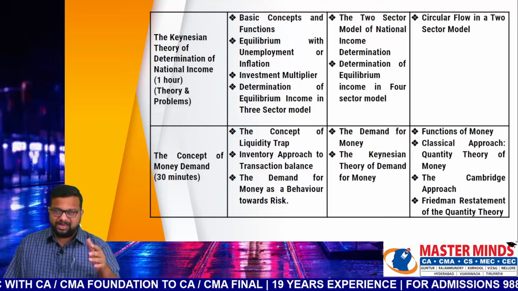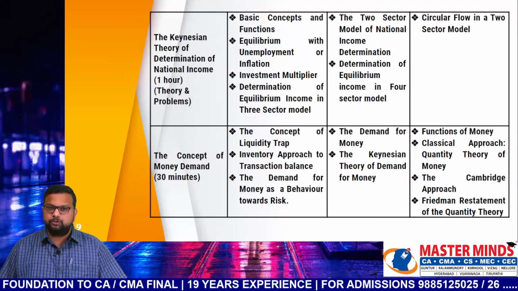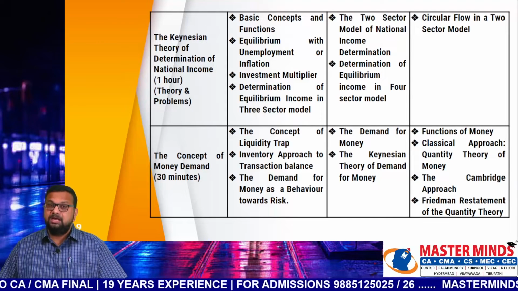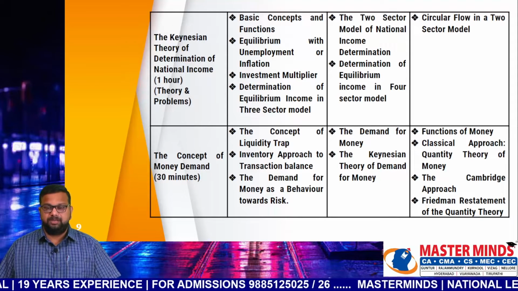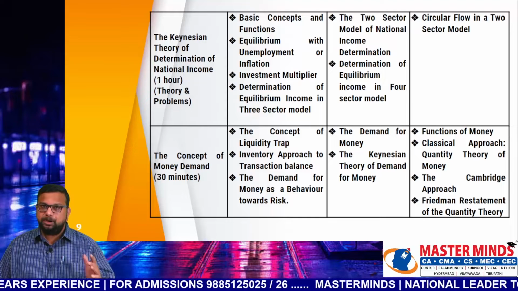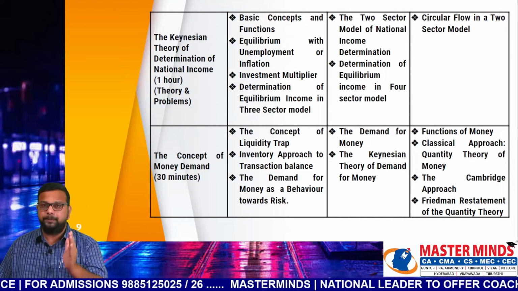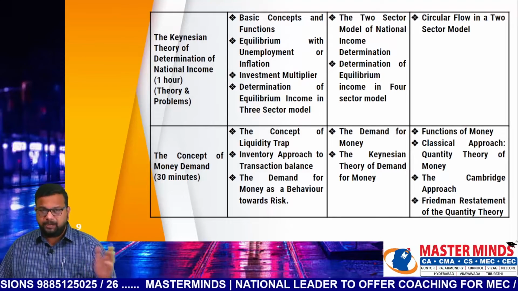So again in this chapter, the first priority topics are the concepts of liquidity trap, inventory approach to transaction balance, and the demand for money as a behavior towards risk. The second priority topics are the demand for money and the Keynesian theory of demand for money. And apart from first priority and second priority, whatever topics are left are classified in the third priority topics. So you can clearly see, you can take a note of it, and you can prepare according to it.